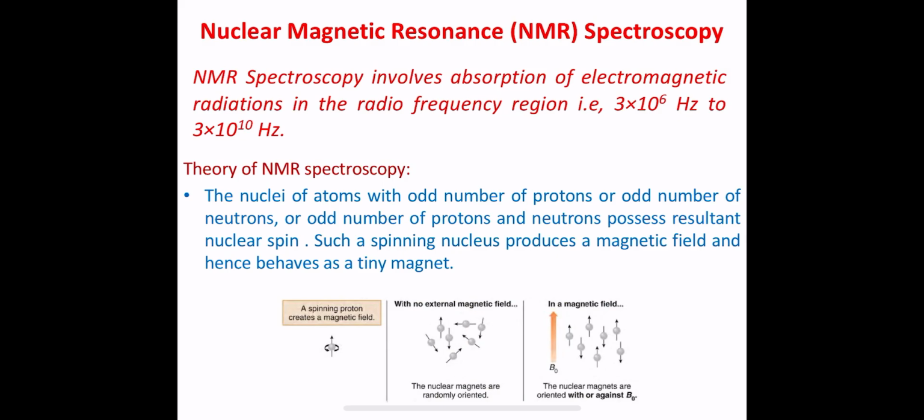Now we'll see the theory of NMR spectroscopy. The nuclei of atoms with an odd number of protons, or an odd number of neutrons, or an odd number of both protons and neutrons, possess a resultant nuclear spin. Not all nuclei possess nuclear magnetic resonance, only very few. Those nuclei which have an odd number of protons or neutrons, or both, will possess nuclear spin. Such a spinning nucleus produces a magnetic field and hence behaves as a tiny magnet.